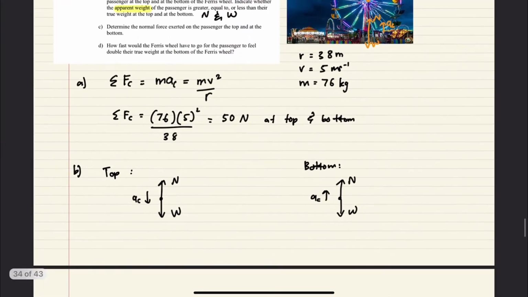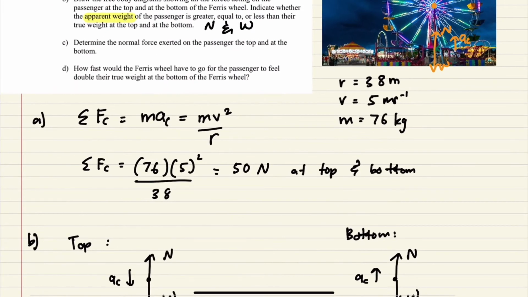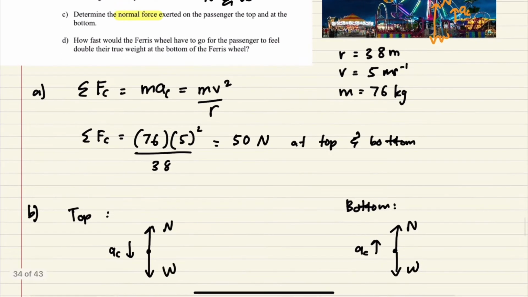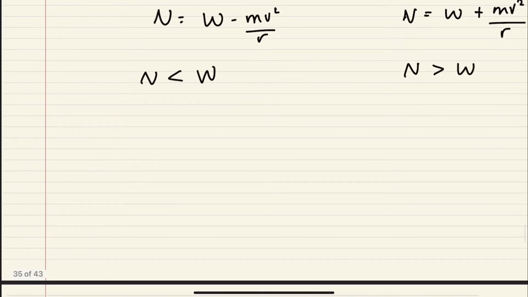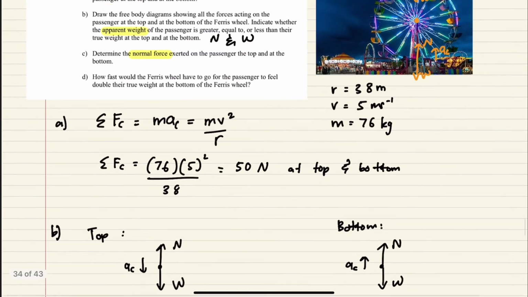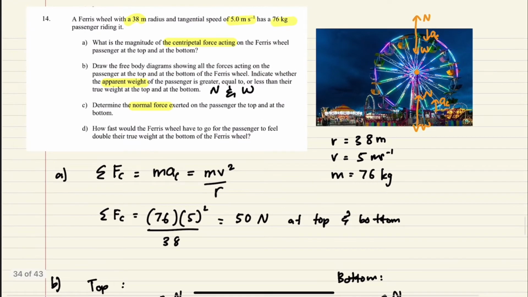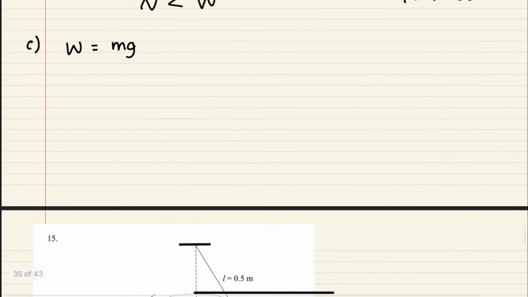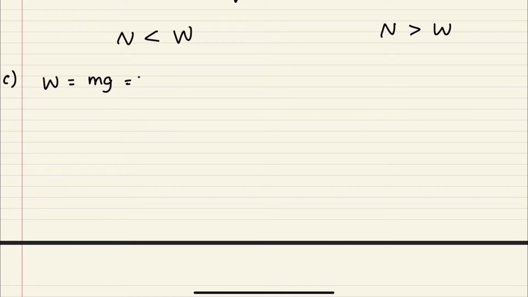I think for the next question, they want you to determine the normal force. So the next question actually wants you to find the values for normal force. Here you can find out and compare with numbers. So question C, I just want to show you the value for weight first. It will be mass times g. Mass is 76 kilograms, so 76 times 9.81. This value is constant, it doesn't change.